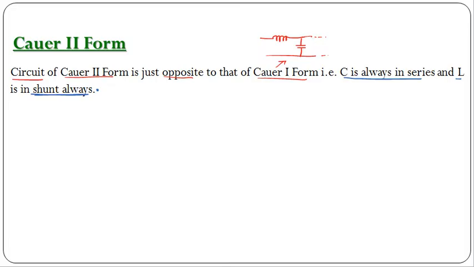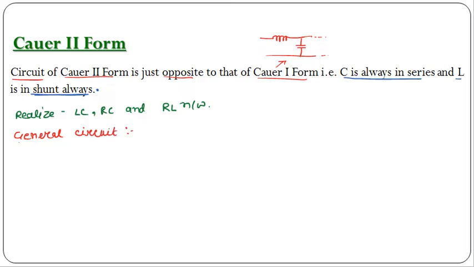Using the Cauer second form, we can synthesize or realize LC network, RC and RL network. Now let us see the general circuit for the Cauer second form. This is the general circuit.